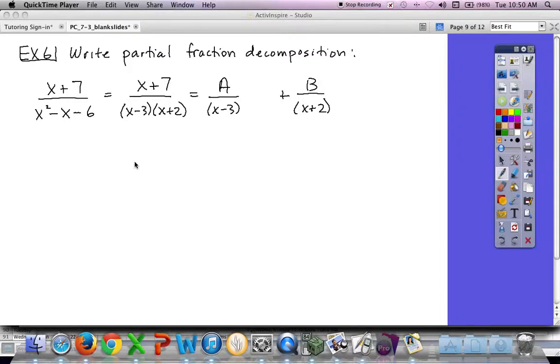This is what the language is. Write the partial fraction decomposition. So we're trying to break this down into the smaller partial fractions. They're calling that a decomposition, right? Well, step one is always factor the denominator.